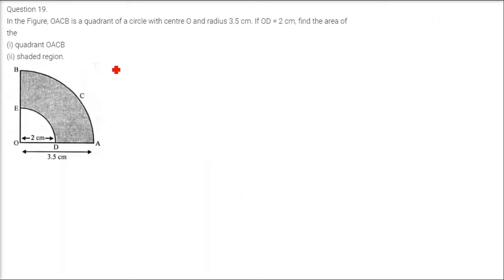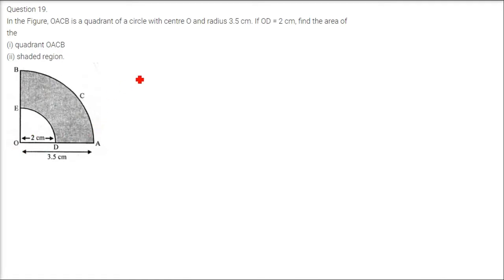Now in the figure OACB, this is a quadrant of a circle with center O. So here we have a center O, and the radius is 3.5 centimeters. If this OD is 2 centimeter, find the area of the quadrant OACB. So we have to find the quadrant of the first outer one, and then we have to take the shaded portion. So the outer one we can easily find out.